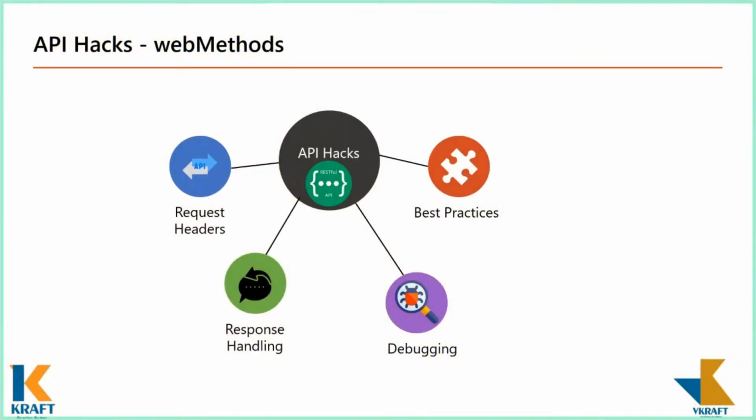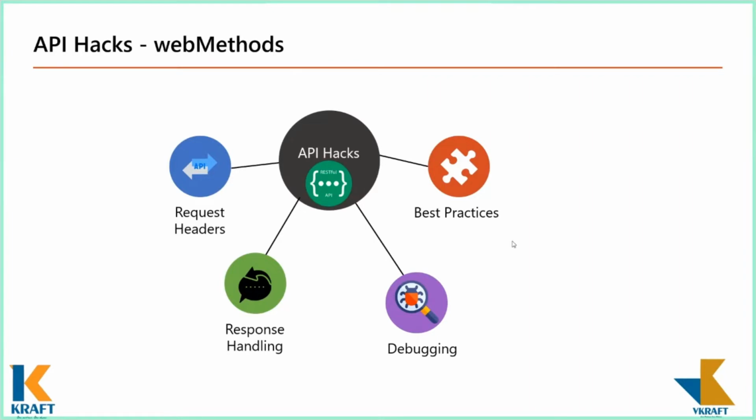In this recording, we'll learn about a few API hacks in webMethods. Especially, I'll show you a few hacks with respect to retrieving request headers, and when you're responding back, how do you manage your response, the format, as well as how can you easily manipulate the response, and also a few hints for debugging the APIs. Especially this might be slightly difficult when you have metadata coming from your headers, and a few best practices. Okay, all right, let's get started.